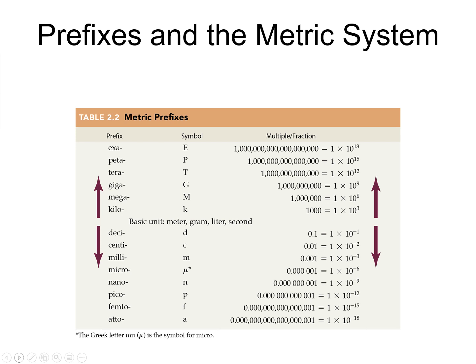In the first column, you've got all the prefixes, right? Second column, all the symbols. And then the third column is what each of these prefixes means. So there are some prefixes that increase the size of your basic unit and others that decrease.